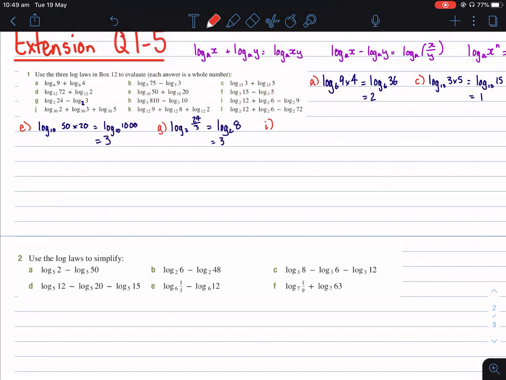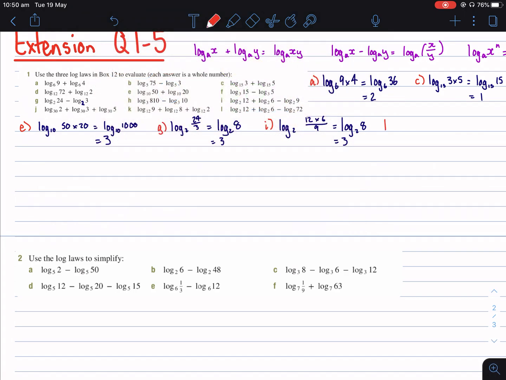G, H, I. Now we've got three things happening. They're all log base 2. We've got log base 2 of 12 plus log base 2 of 6. So that's going to be 12 times 6 when we put them together. Minus log base 2 of 9. So we're going to divide by 9. So we've got log base 2 of 12 times 6, which is 72, divided by 9, 8. Now 2 to the what equals 8? You're right, it's 3.